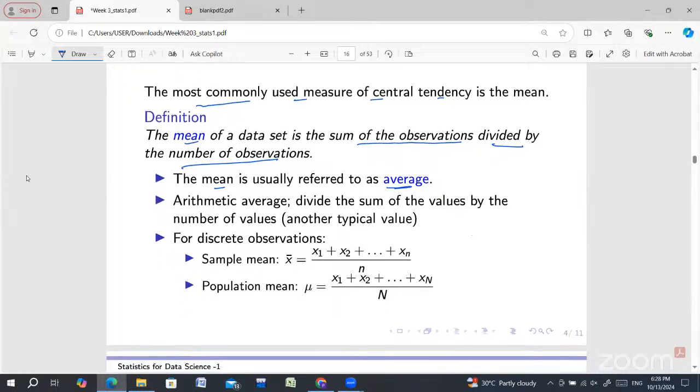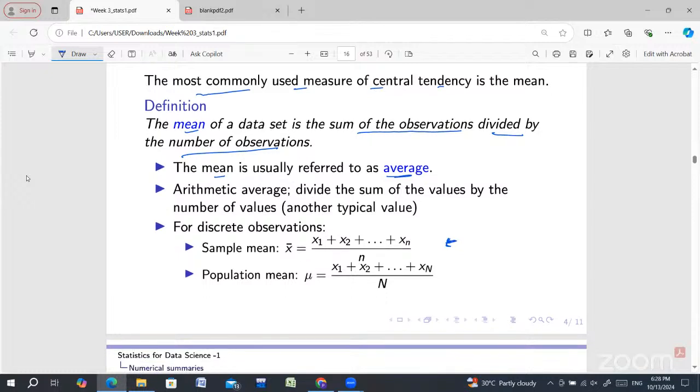For finding the sample mean or population mean, we add all the values, not just the distinct ones. Then we divide by the number of observations. The notation we use for the sample mean is x bar, and for the population mean, we use mu.